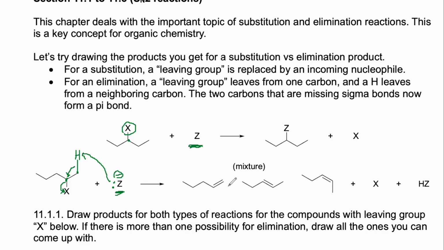In an addition, an alkene gets a proton and some other kind of group, an X group, added to it, and in an elimination, the X and the proton are eliminated and they leave, and there is a pi bond that's created. A lot of times we can get mixtures of products from these elimination reactions.